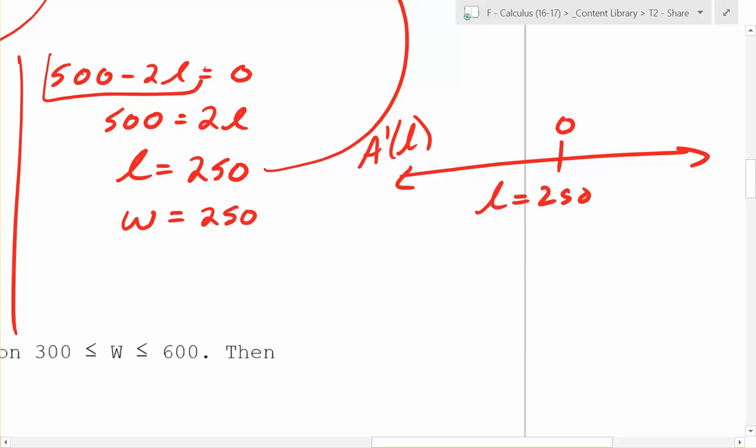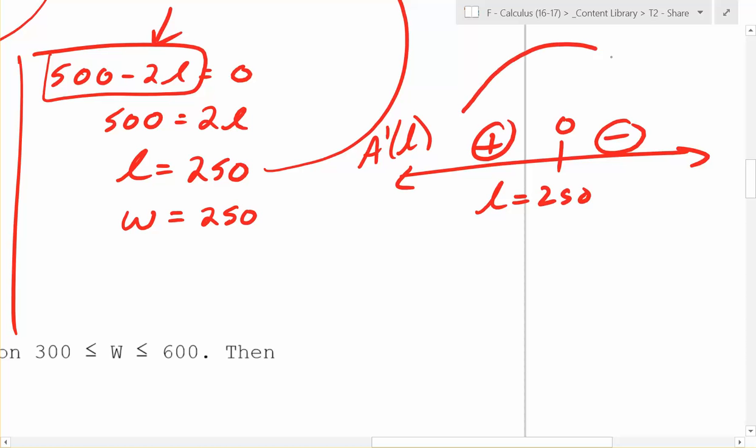This is the derivative. What's to the right of 250? Give me a number to the right of 250. 251. Plug in 251 for L. What do you get? Do you get a positive or a negative number? Negative. You get a negative number. Plug in something to the left of 250, say 200. What do you get? Positive. So what's going on here? It is rising and then falling, so it's definitely a maximum.